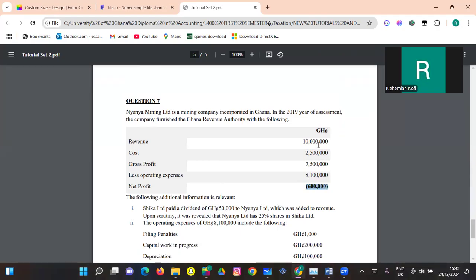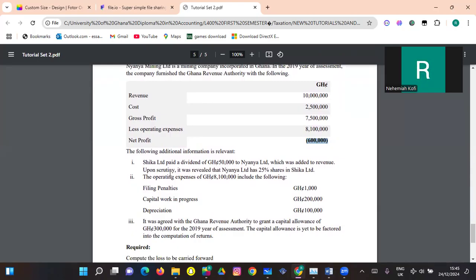So this dividend added to revenue has to be taken out of the revenue. And upon scrutiny, it was revealed that Nyanya Limited has 25%. So according to the law or the Tax Act, if a dividend is being paid to a resident company by another resident company, right? Tax is exempted where the company receiving a dividend controls or directs at least 25% of the other company, right? So since it's controlling 25%, then tax is exempted, right?